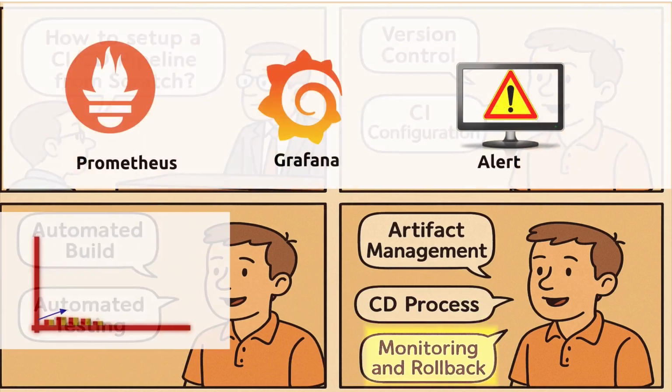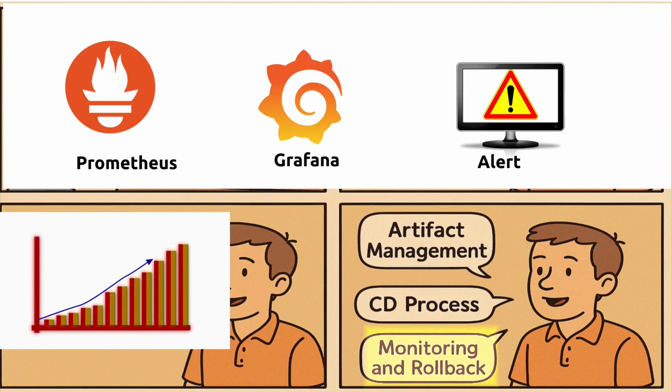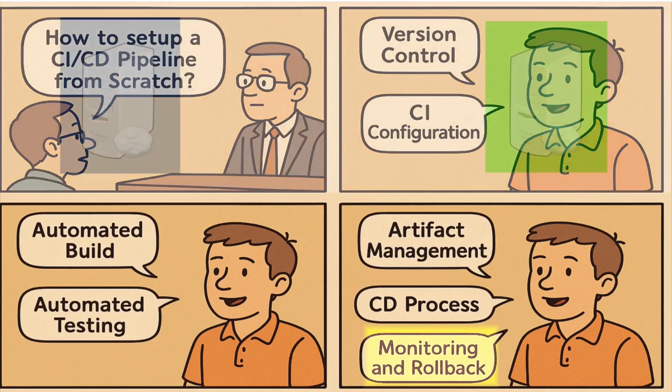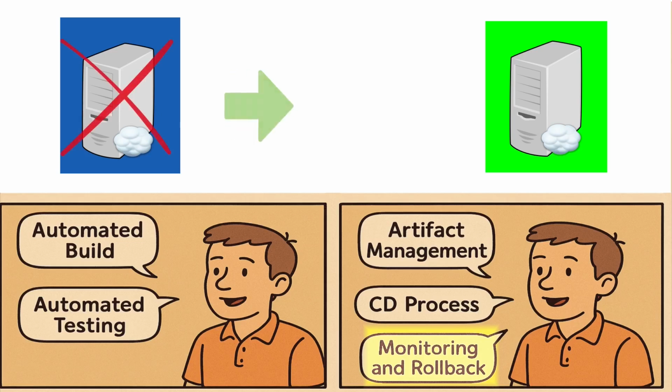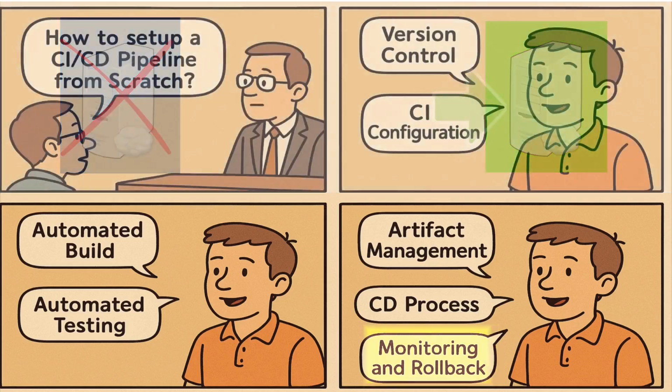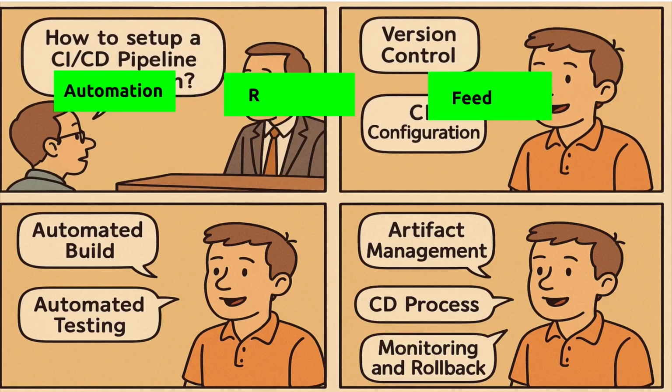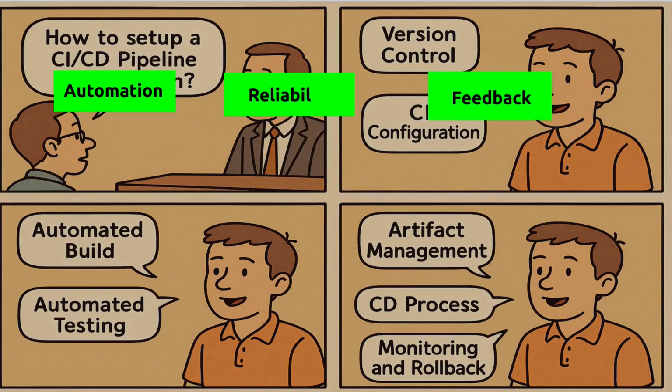Step 7, I integrate monitoring tools like Prometheus and Grafana. I also set up rollback strategies, such as blue-green or canary deployments. The key here is automation, reliability, and continuous feedback at every stage.